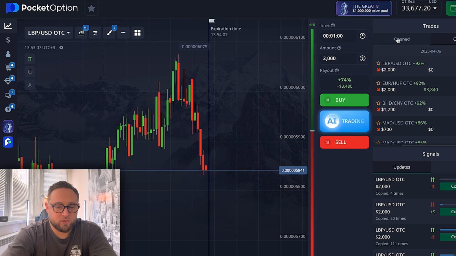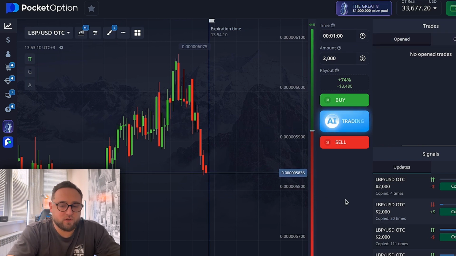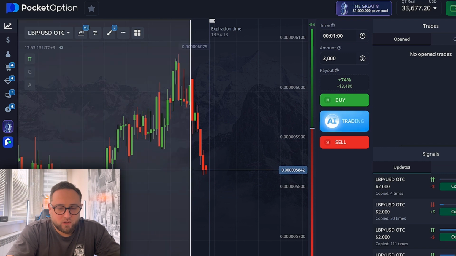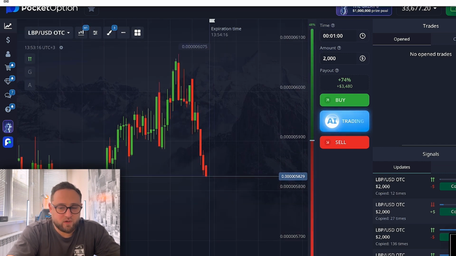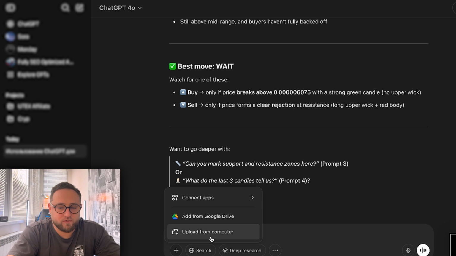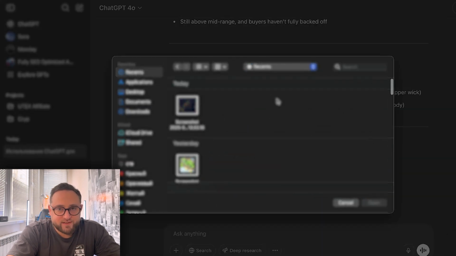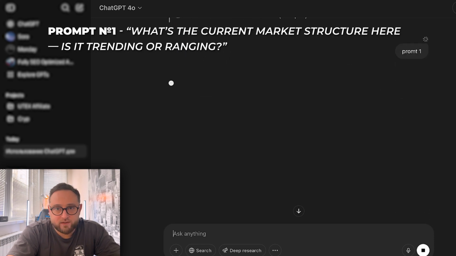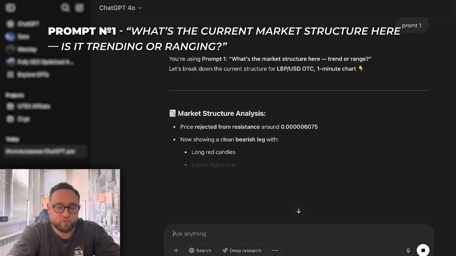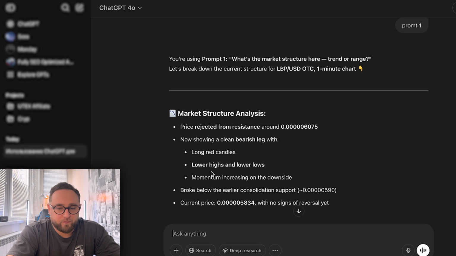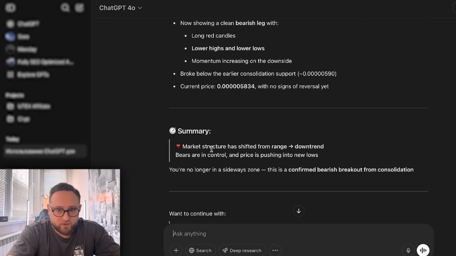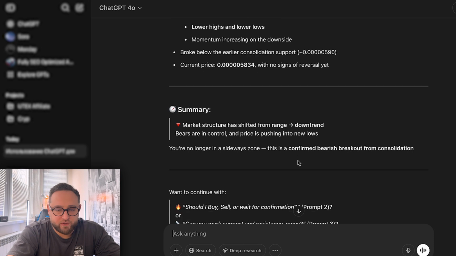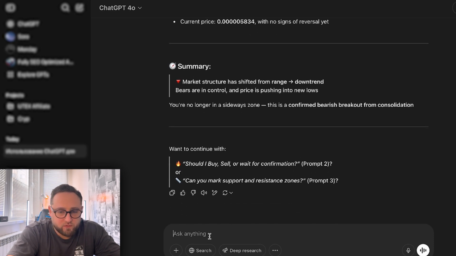I've already loaded all 5 prompts from my training into ChatGPT. To move faster, I'll just type things like prompt 1, prompt 2, and so on. Now I'll just send a screenshot of the chart, and we'll ask prompt 1 to analyze the chart, and after this, prompt 2, to make a decision to buy, sell, or wait. So you can see the summary of the chart, a good example of how the chat can help us.